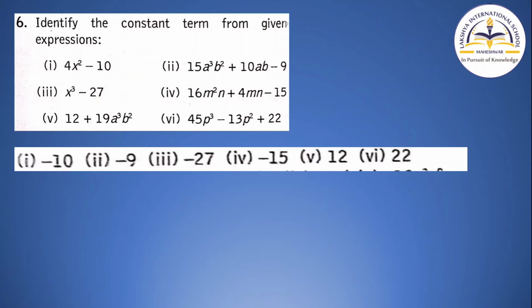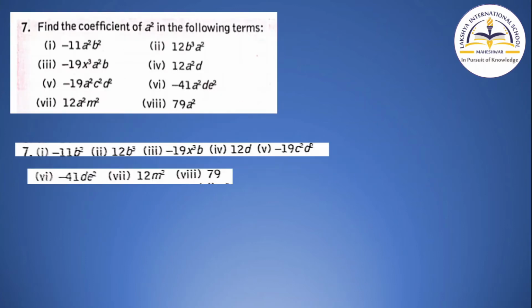Number 6, identify the constant term from the given expression. What are the constant terms? The constant terms are the numbers which are not included with the variables. Here you can see with minus 10 there is no variable, so minus 10 will be the constant term. Here minus 9, here minus 27, here minus 15, here 12, here 22. In the others you can see the variables are there with the numbers. So these are the constant terms.